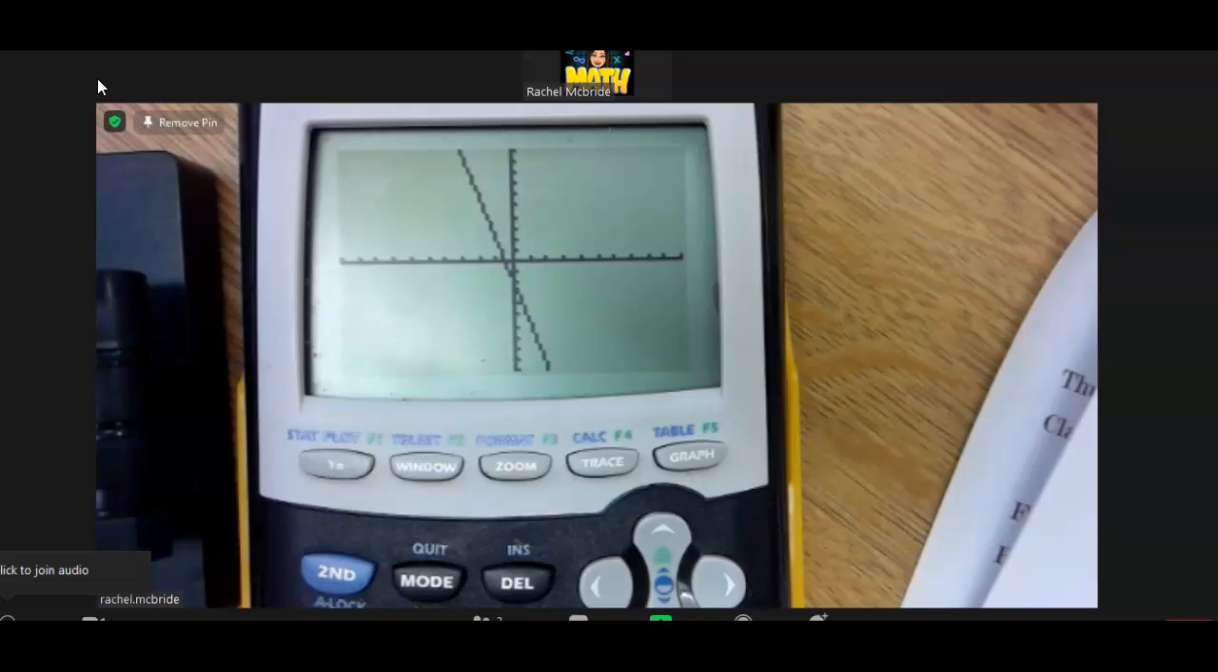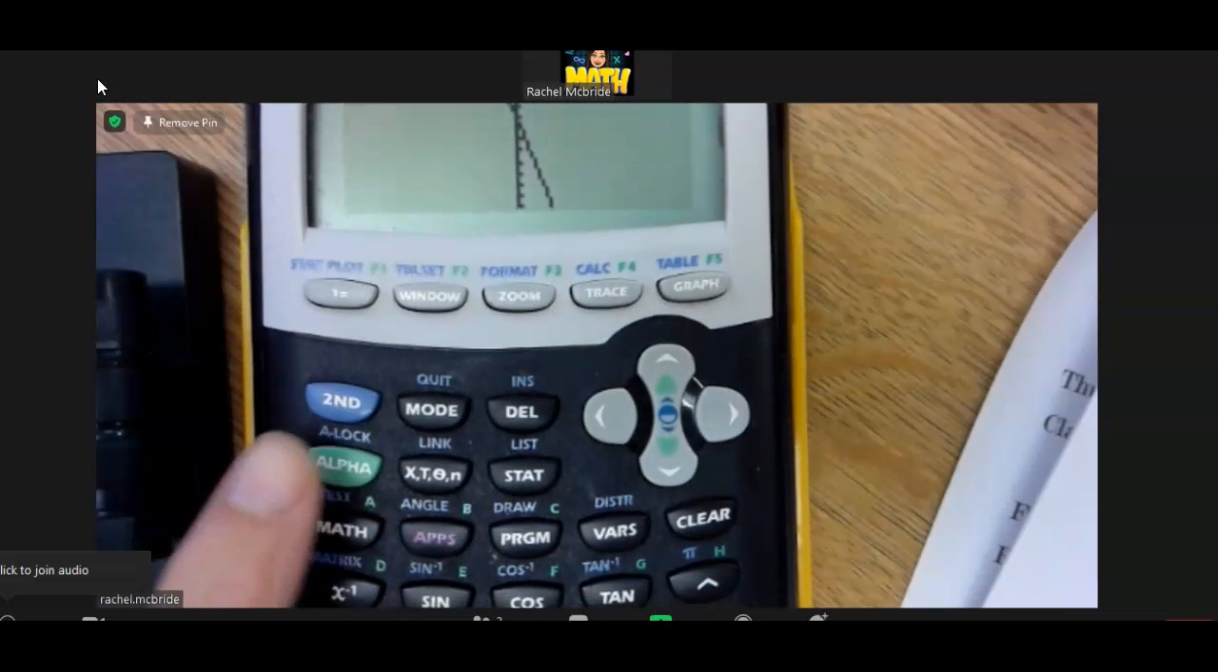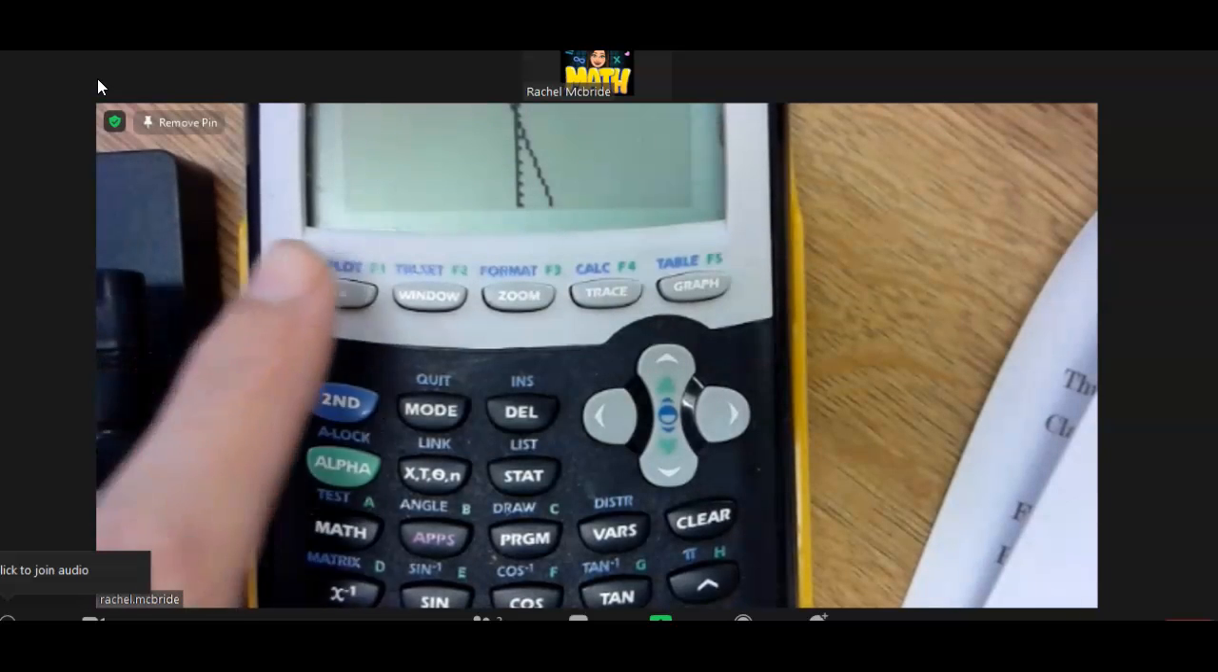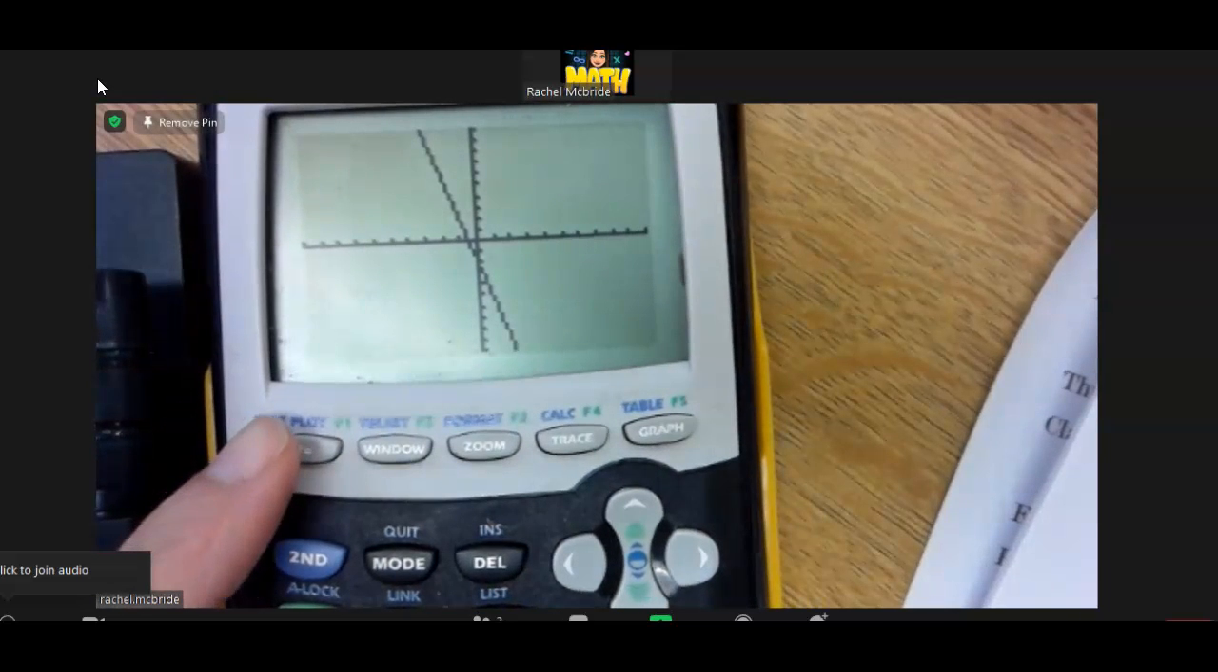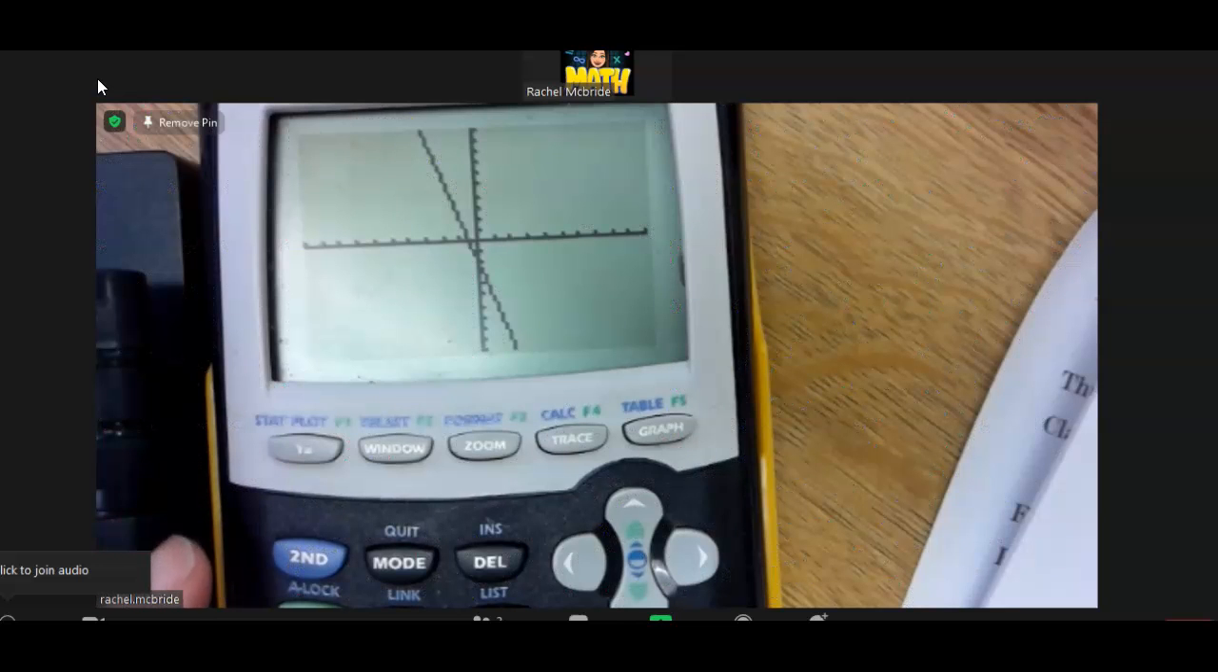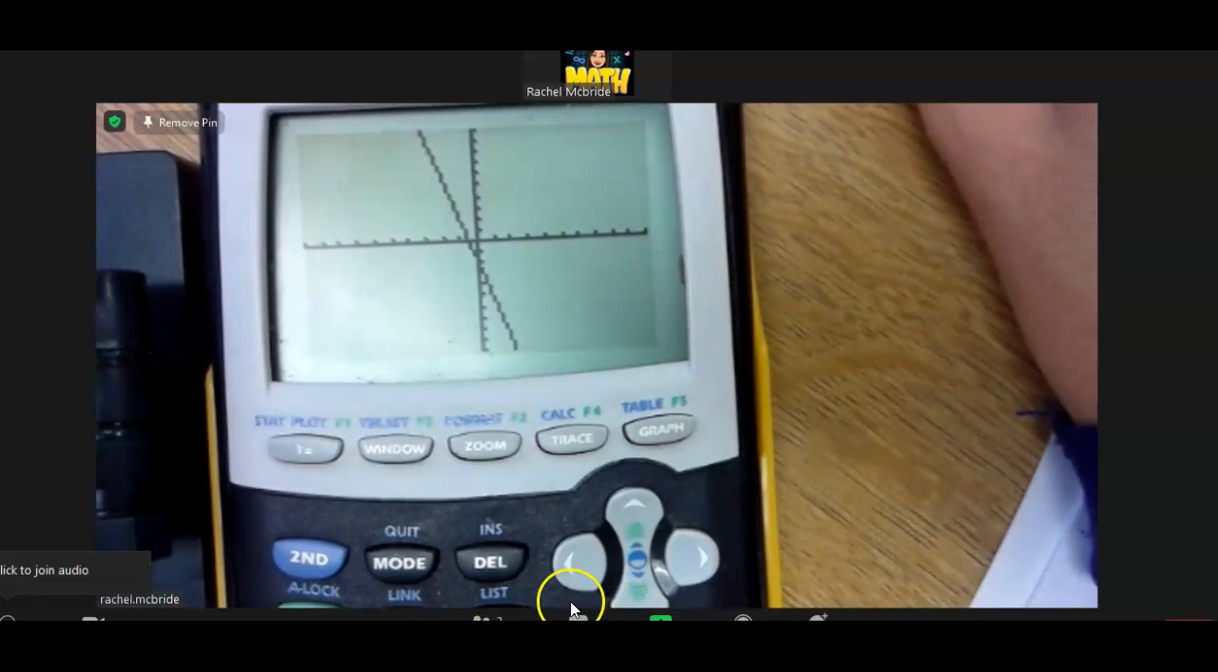So when I only see one line, what does that mean? It's the same line. So how many points do they have in common? Every point. All of them. What? I still cannot make the fraction. Alpha right here in green. Yeah. And then you hit y equals and enter. Oh. And did it give you a fraction? Still not. Let me check your calculator. You might be in the wrong setting.